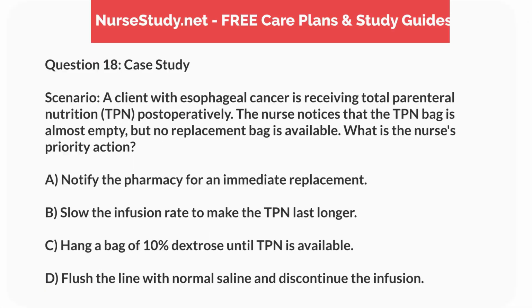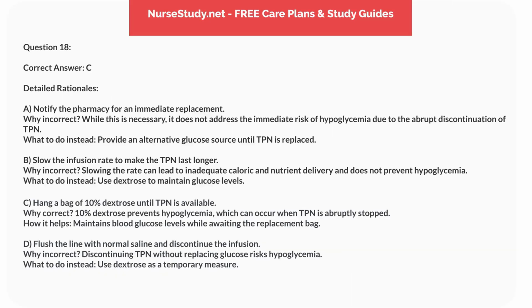Question 18, case study. Scenario: a client with esophageal cancer is receiving total parenteral nutrition, TPN, postoperatively. The nurse notices that the TPN bag is almost empty, but no replacement bag is available. What is the nurse's priority action? A. Notify the pharmacy for an immediate replacement. B. Slow the infusion rate to make the TPN last longer. C. Hang a bag of 10% dextrose until TPN is available. D. Flush the line with normal saline and discontinue the infusion. Correct answer: C.